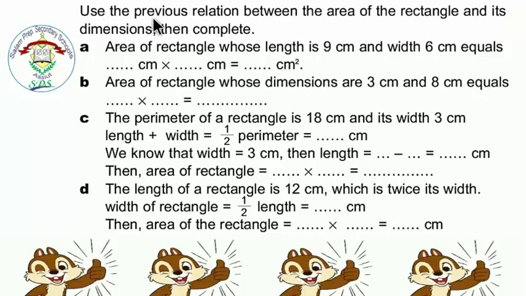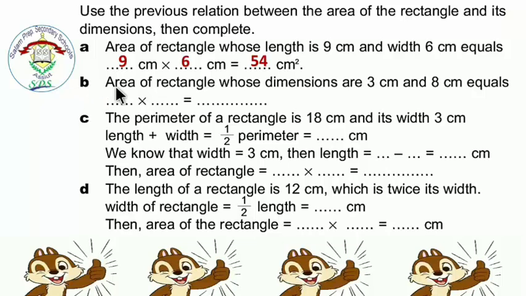Use the previous relation between the area of a rectangle and its dimensions, then complete. First one: the area of a rectangle whose length is 9 centimeters and width is 6 centimeters. The rule is length times width. 9 centimeters times 6 centimeters equals 54 square centimeters.